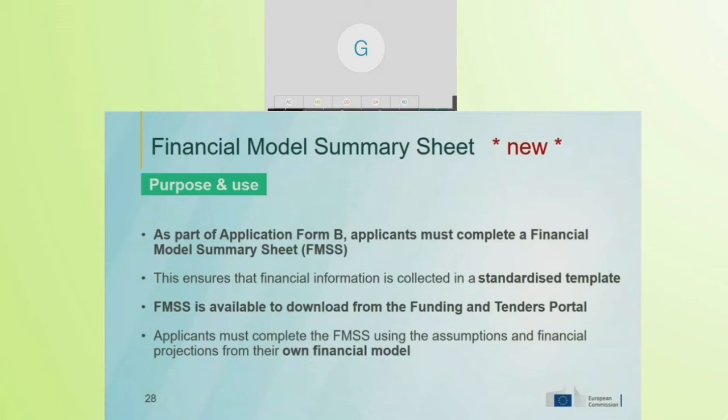But it also forces applicants to make sure that they have a standardized and sufficient set of information that can be evaluated. So now there's a requirement to produce what's called a financial model summary sheet. This is a summary sheet which standardizes the information into a standard set of entries into an Excel template, which is available for download from the Funding and Tenders portal. And these are amounts which will come from your standard financial model, which will be cut and pasted into the standardized template, and then will be evaluated on a common basis across all projects.